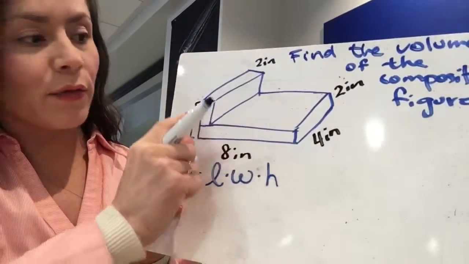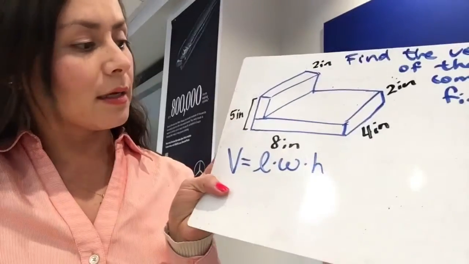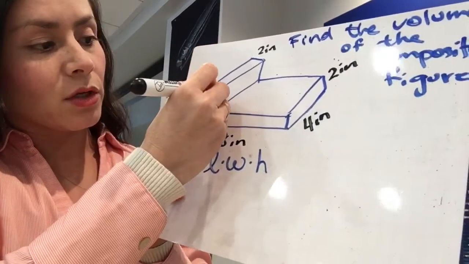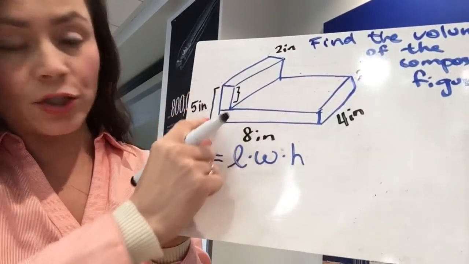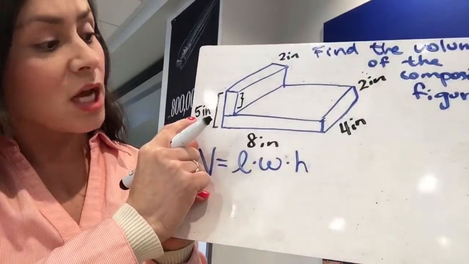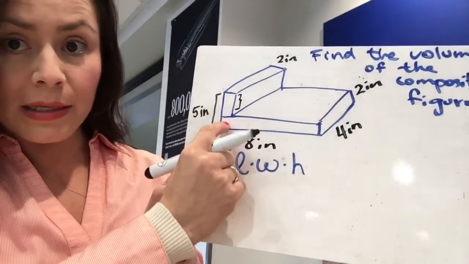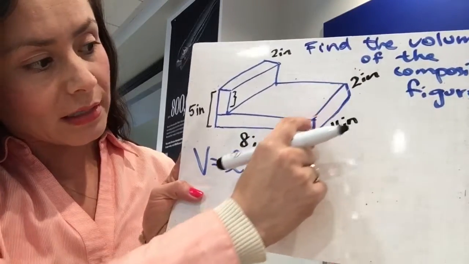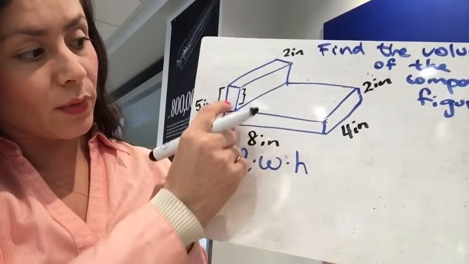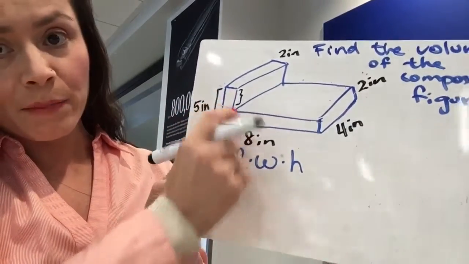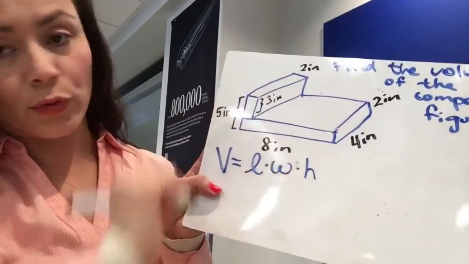If we look at this figure first, we see that our height is this part right here. They're not telling us what that measurement is in inches, but they're giving us a measurement of this whole thing, which is 5 inches. Since this piece is 2 inches, the remainder that makes 5 is this height, which would be 3 inches. So we can mark this as the height of 3 inches.